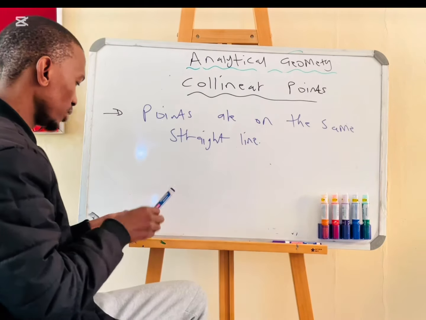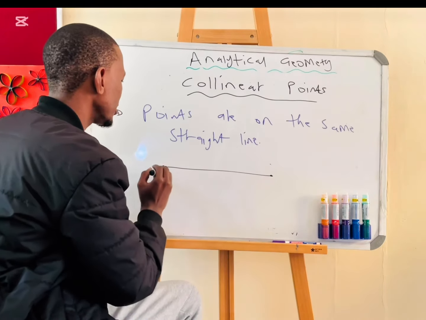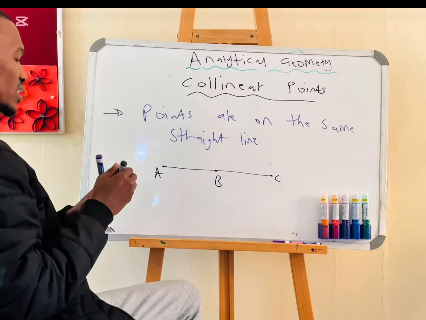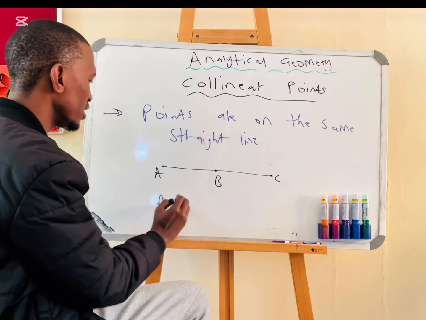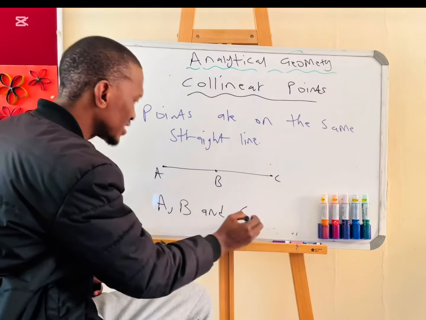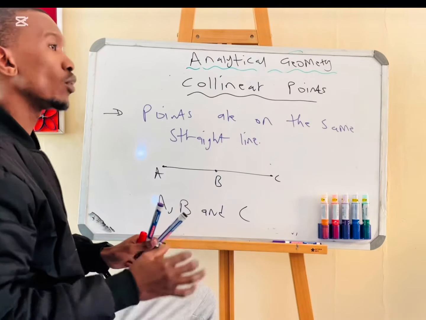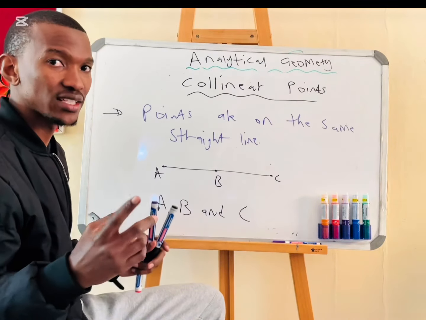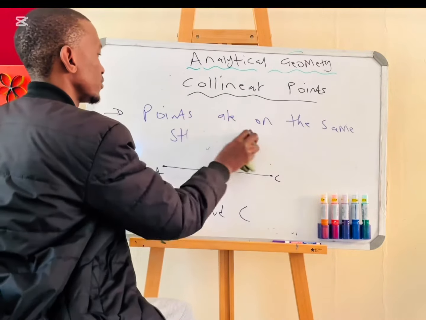Now, number 2, look at this, guys. Let's just say we have A, we have B, we have C, right? They say to you, determine whether A, B, and C are collinear. So if you want to prove that they are collinear or on the same straight line, these are the things that you must know, guys. Let me erase here.